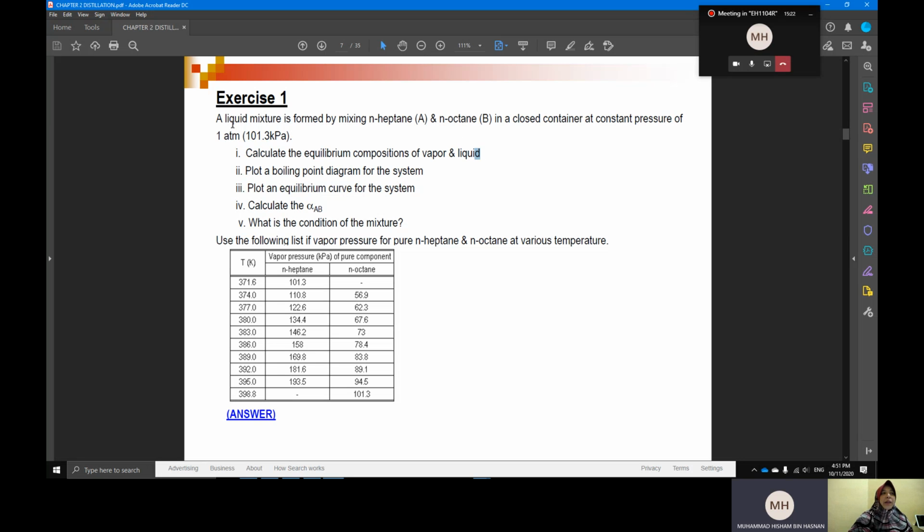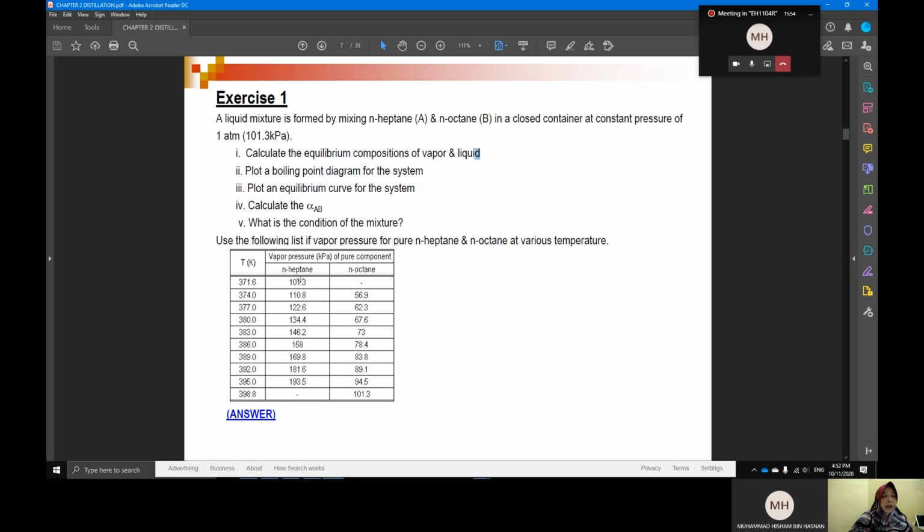Okay. So dia ada mixture. You have the mixture heptane dengan octane. Okay. So you represent heptane pakai A, octane pakai B. So this is a mixture, ataupun dipanggil binary mixture. Okay, and it is separated at the constant or operating pressure, adalah at 1 atm. Atmospheric pressure sahaja.